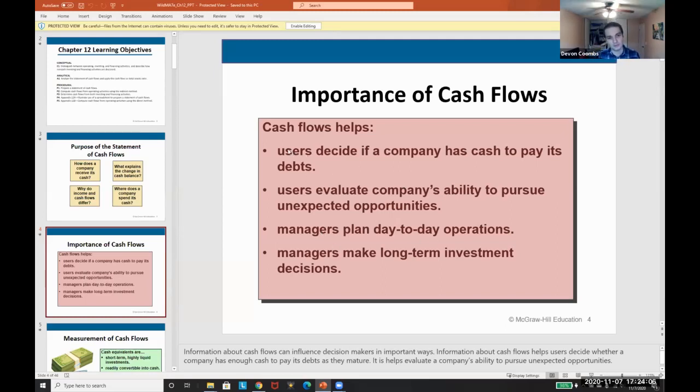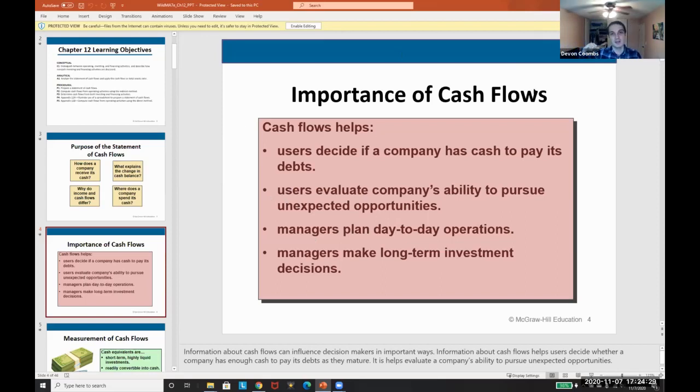It helps managers plan day-to-day operations. The CFO figures out how much cash they have and they allocate the budget to each department: your accounting department, your finance, your sales. And then each of those managers will allocate budget to figure out how many people they can hire. We went all the way back to our master budgeting, right? That's where it comes in.